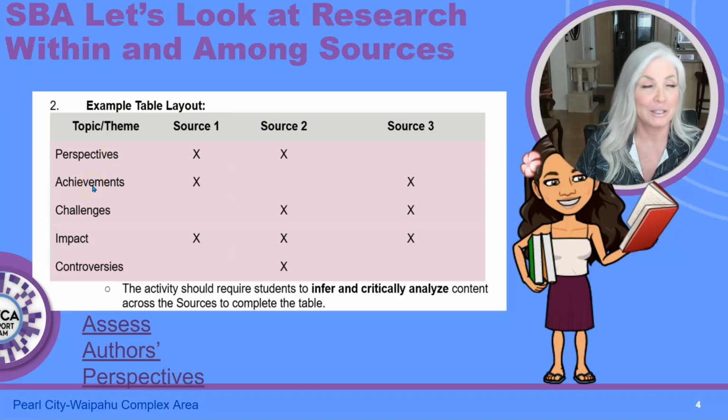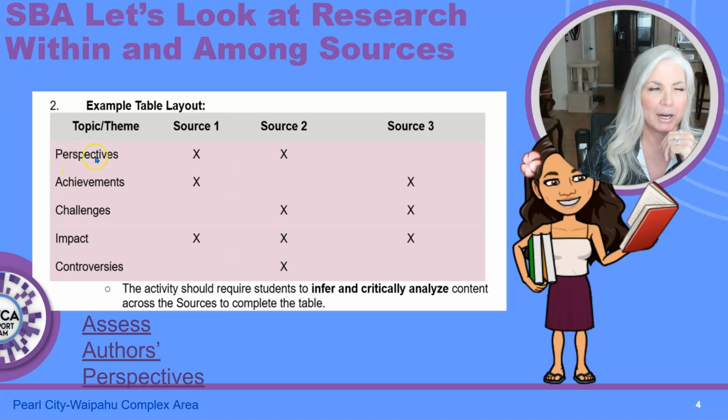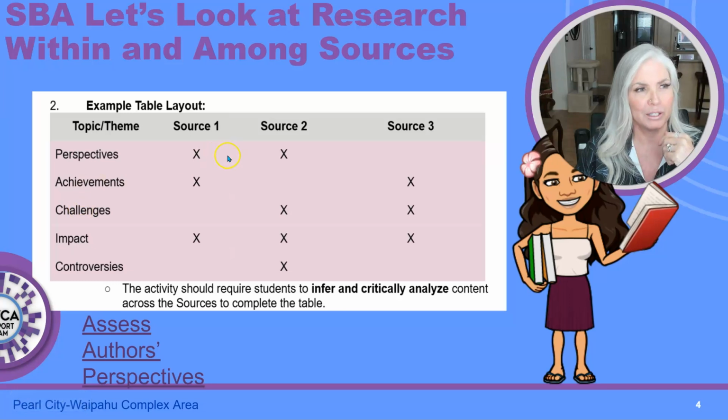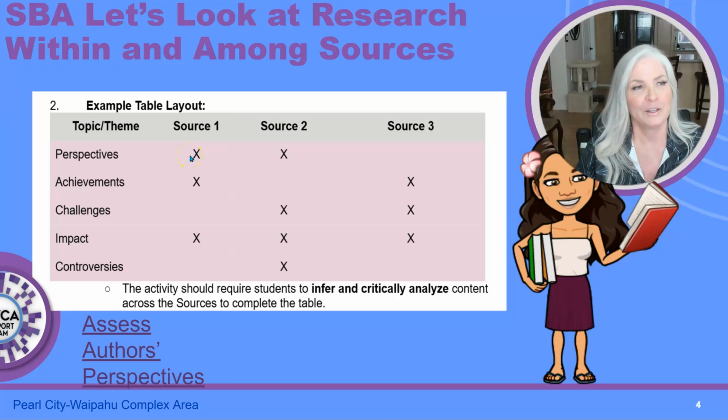That could be your 3 reasons, right? So your 3 reasons why cell phones should not be allowed in school. They're distracting, they can lead to cheating and cyberbullying. So those reasons, as you go down, then you want to see which sources talked about it. So it helps you to identify the sources.